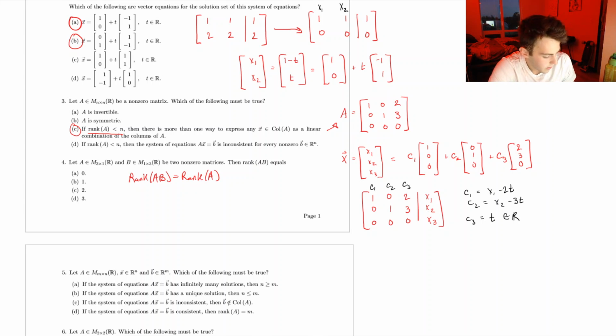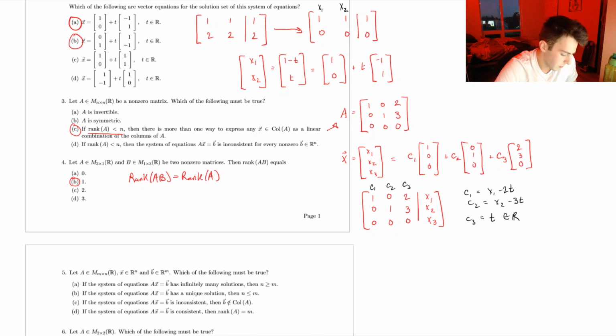Because A is a 3x1 matrix, we know that the rank of a 3x1 matrix will either be 0 or 1, but since it's a non-zero matrix, we know that it will be 1. So the answer is 1 here. But if you're not really comfortable with this definition right now, then keep watching and I'm going to attempt to explain it.